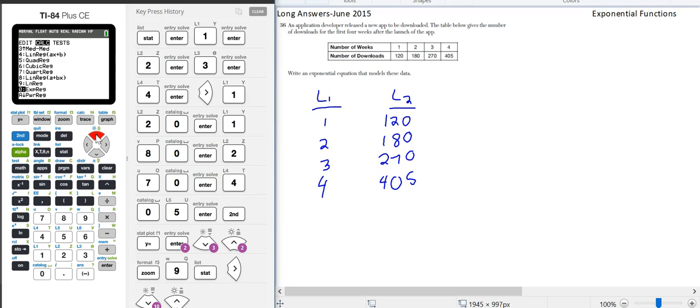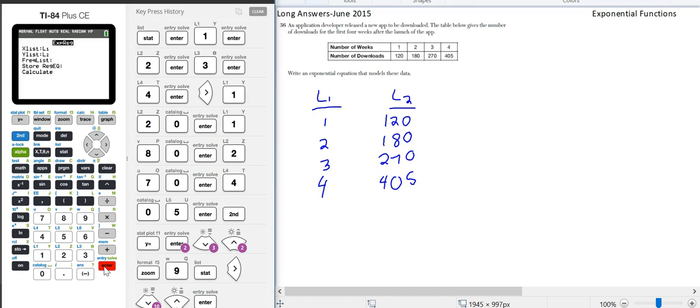EXPREG stands for exponential regression. We're making an exponential curve that passes through those points. Press Enter. The X list, we already made it to be L1, and the Y list is L2. That's all correct. We don't have a frequency list. We're not going to discuss that now.